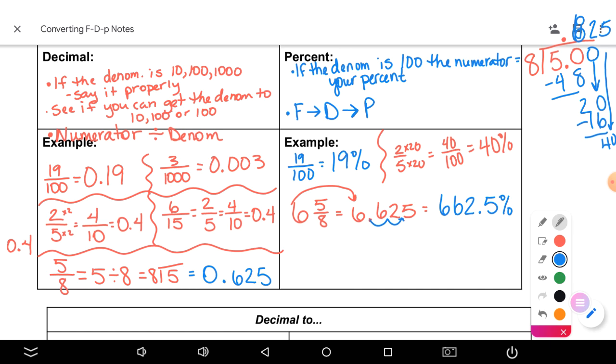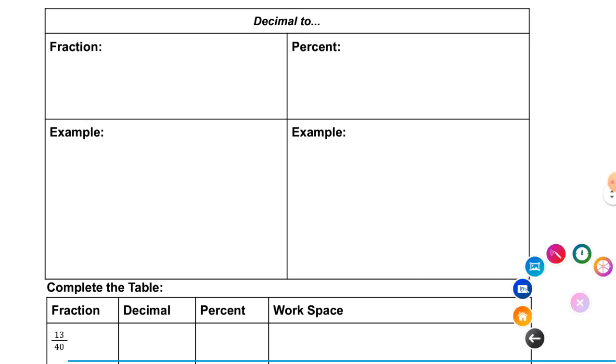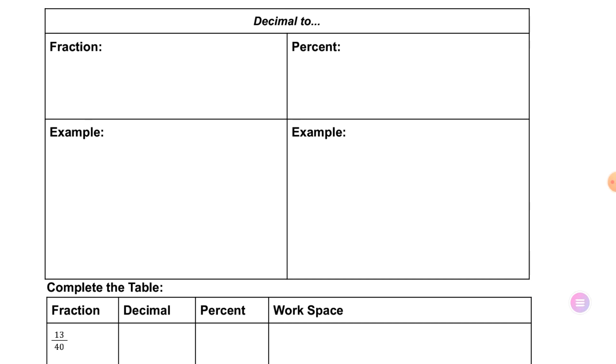Okay, let's flip to the back. We're not going to get through these today, but we're going to keep going until I have to stop. Sit down.